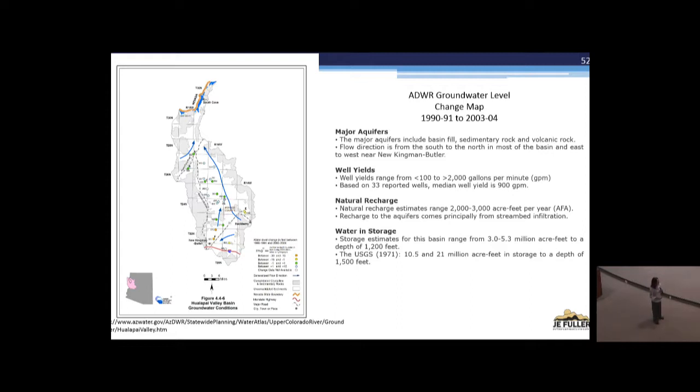Water storage estimates range from 3 to 5.3 million acre feet to a depth of 1,200 feet. And then below that, back in 1971, USGS estimated between 10.5 and 21 million acre feet down to 1,500 feet. So there's a 300-foot difference here in these estimates and a whole lot of water. So I guess it's pretty uncertain what is really down there at depth. I don't know if there have been any wells drilled that deep. Certainly not many. And if there's saline water, I mean, I don't know.